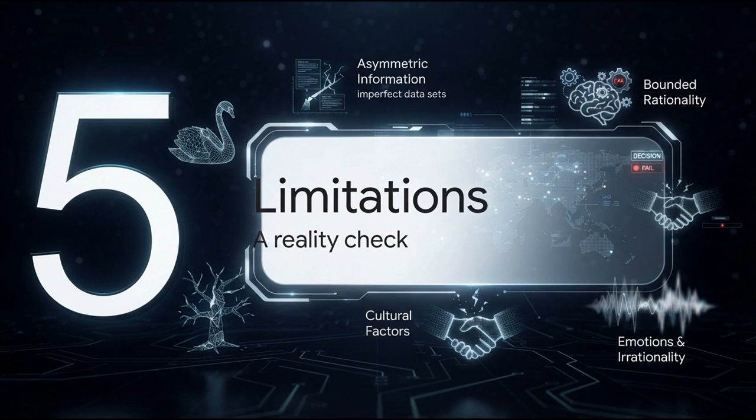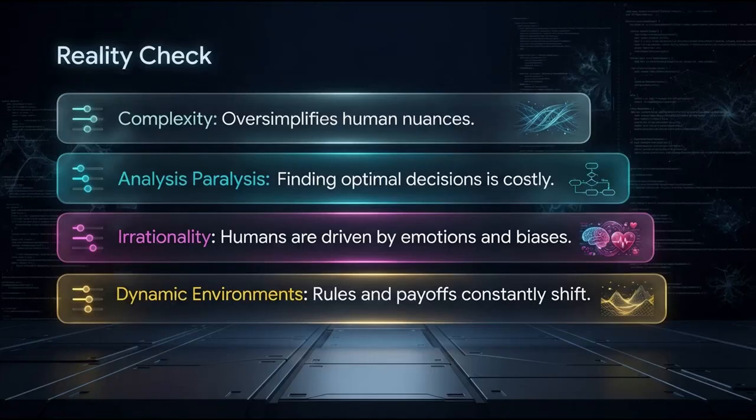Time for a reality check. As powerful as these models are, they do have some strict limitations. First, modeling complexity. Game theory completely oversimplifies real-world nuances. The math just assumes everyone has equal abilities and rigid preferences. Second, analysis paralysis. In dynamic situations, the computational effort required to find the absolute optimal decision can actually cost you more time and resources than it's worth.